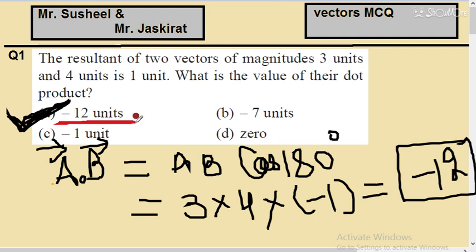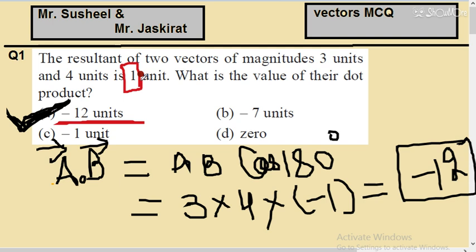Students, you can note down the solution before I clear it. The concept is from this first line: the resultant of 4 and 3 is 1 unit. The concept is from here, that told us how much theta will be. Theta will be 180 degrees.